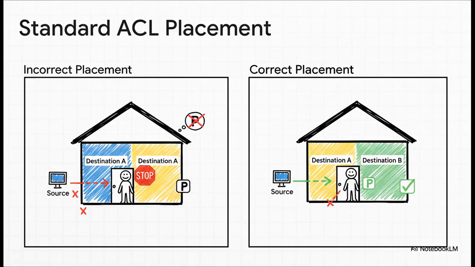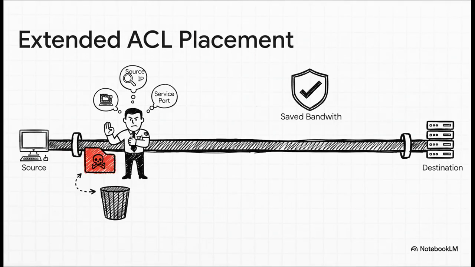So let's talk about the standard ACLs first. Since they only check the source, they're not very bright. Imagine you put this simple bouncer at the main entrance to a huge building. He might accidentally block someone from getting to, say, the public cafeteria just because of where they came from. That's why the rule of thumb is to place these guys as close to the destination as possible. You put the bouncer for the VIP room right at the door to the VIP room. Makes sense, right?